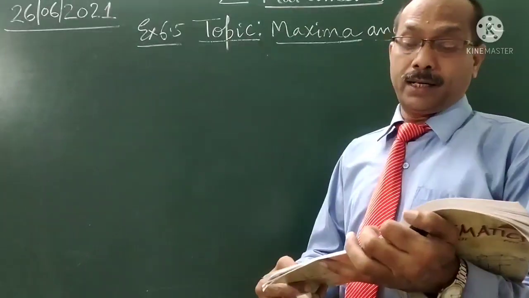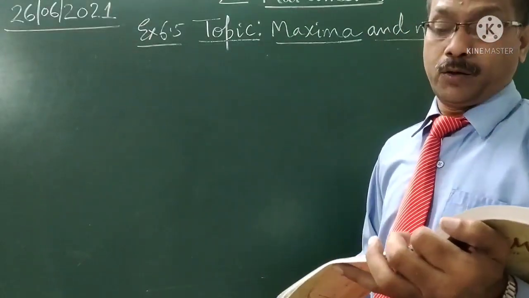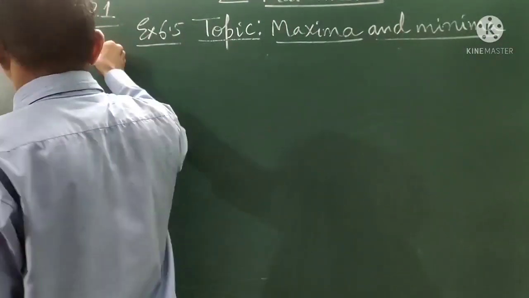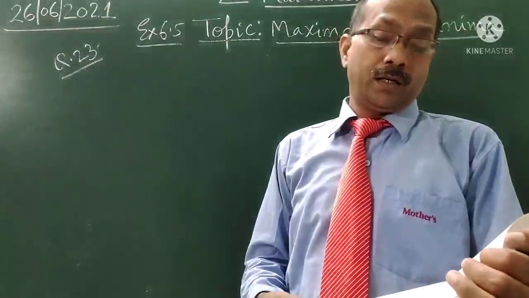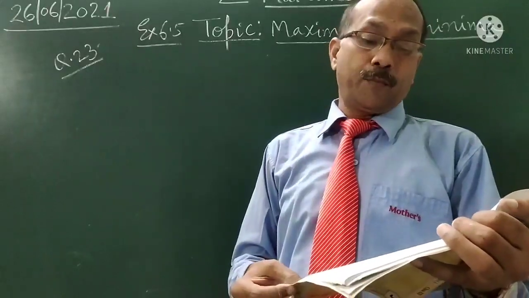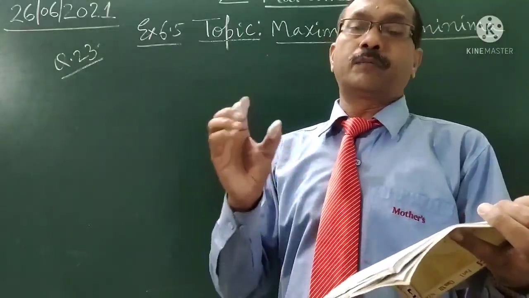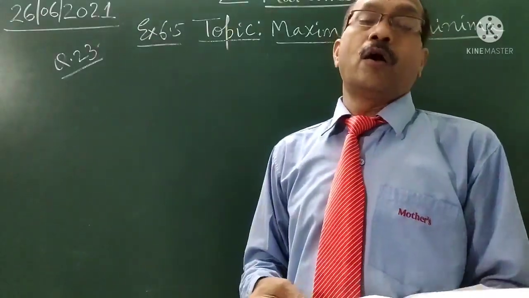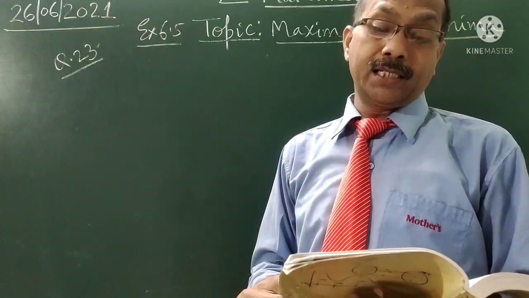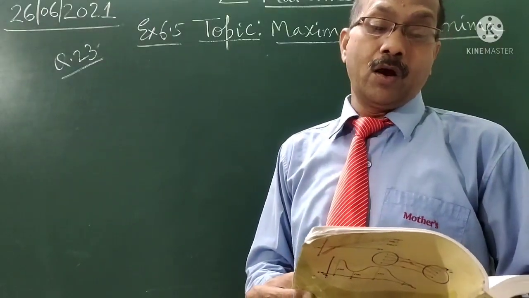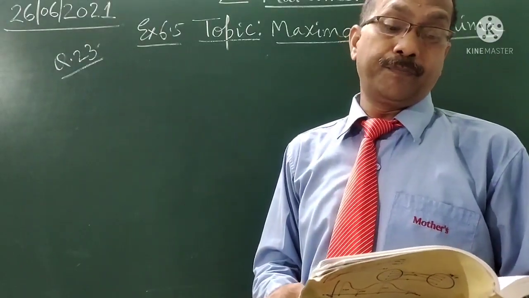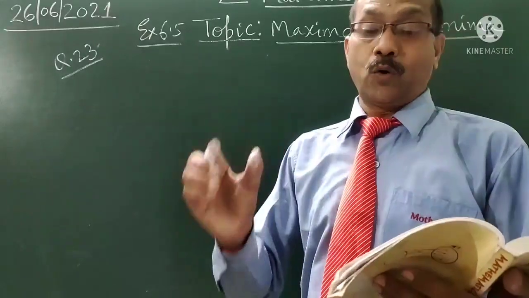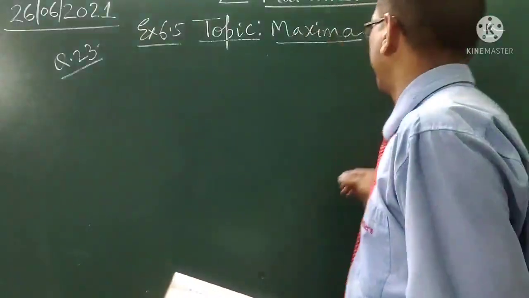My dear student, next is question number 23. The question is, prove that the volume of the largest cone that can be inscribed in a sphere of radius R is 8 upon 27 of the volume of the sphere. So here, the volume of the largest cone. Here the cone is inscribed in a sphere.